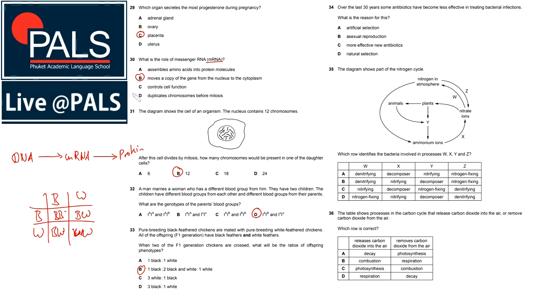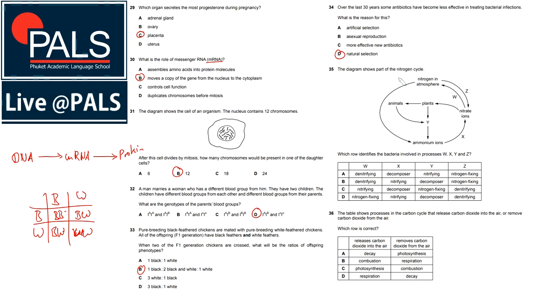Over the past 30 years, some antibiotics have become less effective in treating bacterial infections. What is the reason for this? That is natural selection. The bacteria evolve and over time become resistant to these. That is the same as what happens in nature, so natural selection.